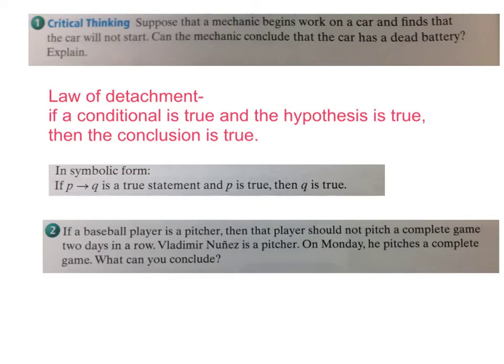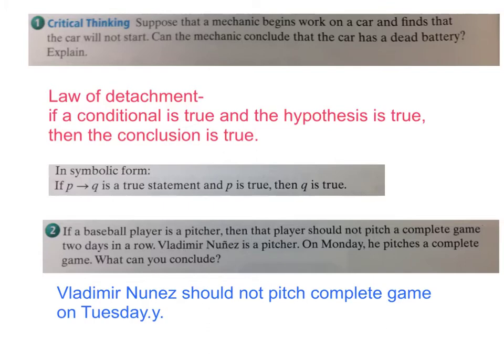Let's use the law of detachment to see if we can make the correct conclusion. If a baseball player is a pitcher, then the player should not pitch a complete game 2 days in a row. Vladimir Nunez is a pitcher. On Monday, he pitches a complete game. What can you conclude? Hopefully your conclusion was that Vladimir Nunez should not pitch a complete game on Tuesday.